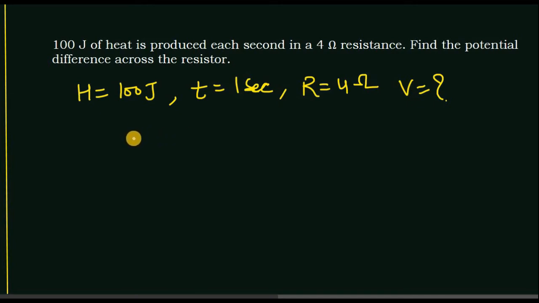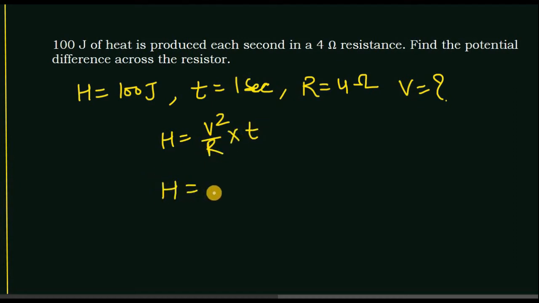We have drawn 2-3 formulae of heat produced, and that will help us solve a question directly. Otherwise, we would first have to find another value, and then indirectly find this value. But when we know the formula directly, we'll apply that one. H equals V square upon R into T, I think you all remember that formula.